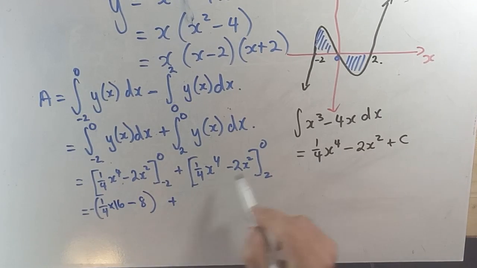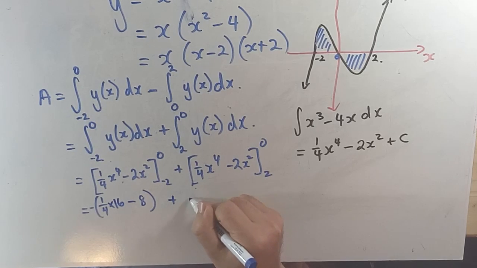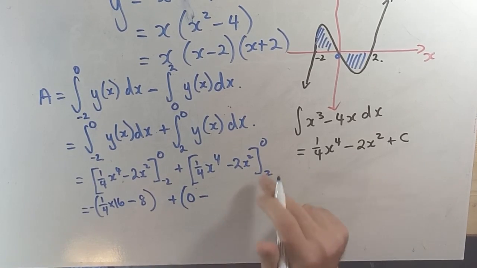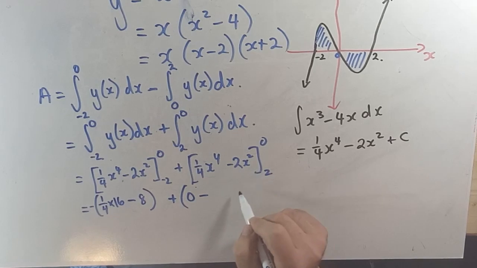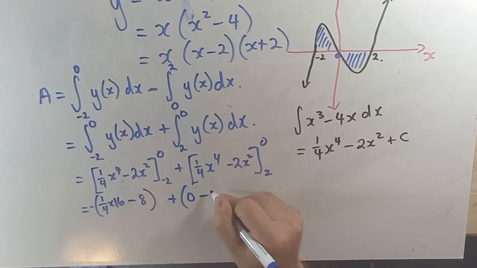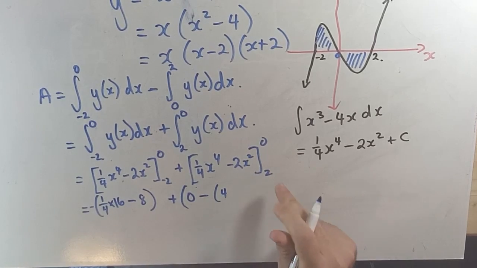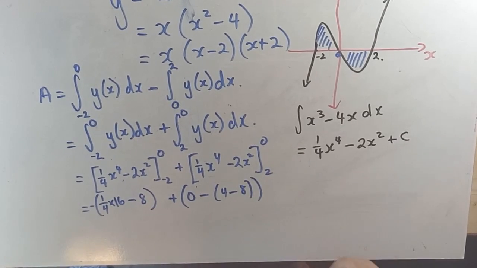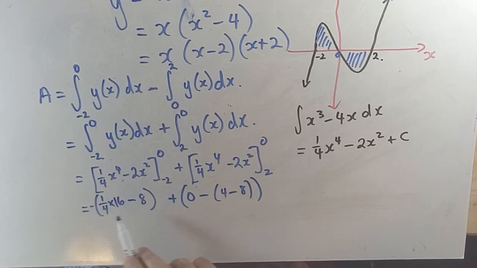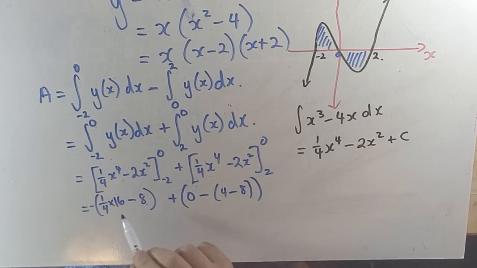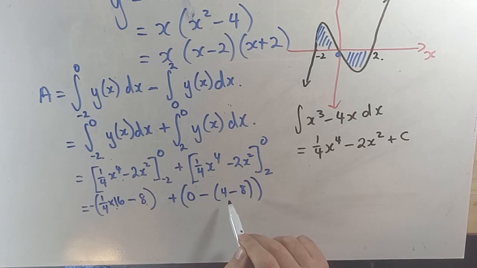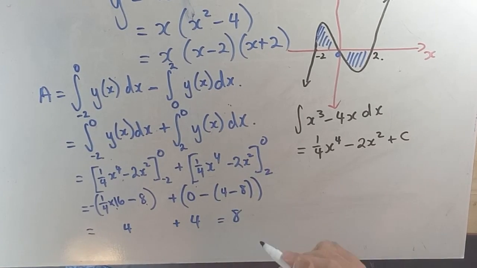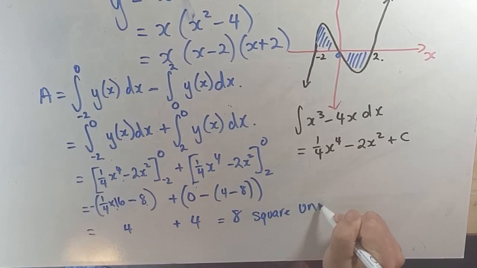Then let's add it on to what we get here. We get 0 again. So plus 0 minus what we get when we put in 2. When we put in 2, we should get the same as when we put in -2, because this is a squared value here. So we should get 16 over 4, so that's 4, minus 8. Oh, actually, what do we get here? 8 minus 4, which is 4. We get 4 here, so we end up with 4 plus 4 equals 8 square units. Okay, wonderful.